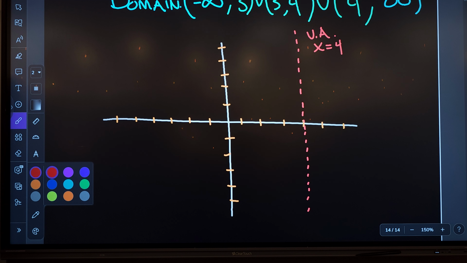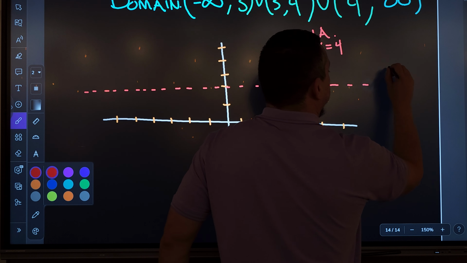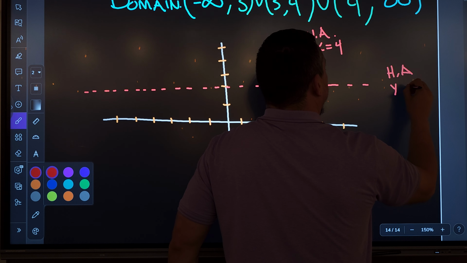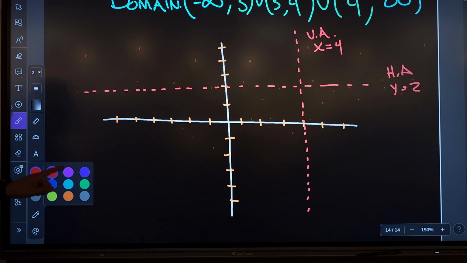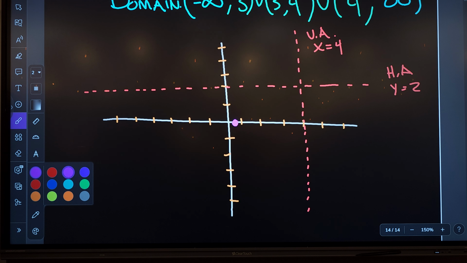Then we have an HA too, right? What is it? 2? Y equals 2. So right here I have an HA at y equals 2. We also have an x-intercept. Well, what was the x-intercept? So 0.5. And then we also had a y-intercept. Is it 0.25? Was that the 0.25 one for the y-intercept?